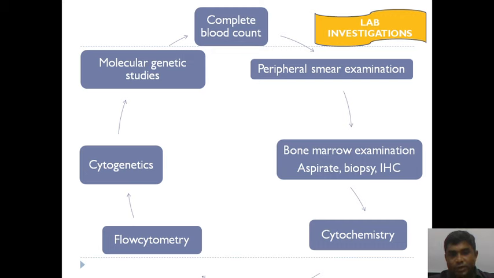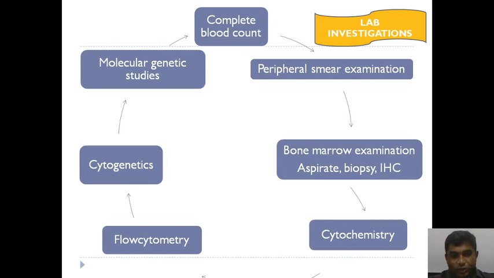So when we sample the bone marrow, we sample both the aspirate, which is a liquid sample, and we take a small piece of bone called the bone marrow biopsy. The bone marrow aspirate is typically used for other special investigations, which include cytochemical studies, flow cytometry, and genetic evaluation, which could be evaluation of the chromosomes, the chromosome number and structure.